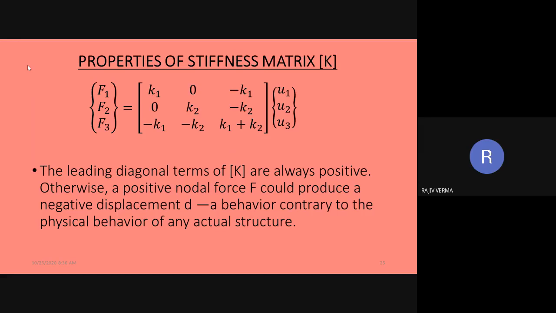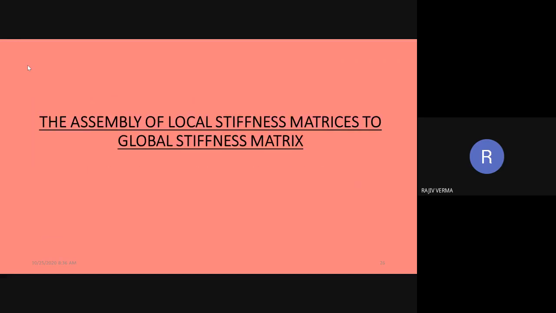Like we have just seen over here, row 3 and column 3 has contributions from element number 1 and element number 2. Now coming to the next topic, we are going to talk about the assembly process. We are going to talk about how the local stiffness matrices are going to be assembled together, resulting in a global stiffness matrix.